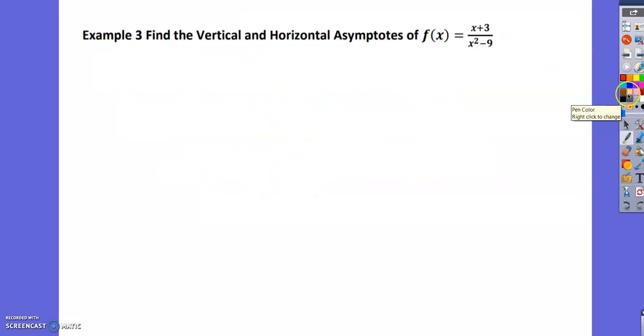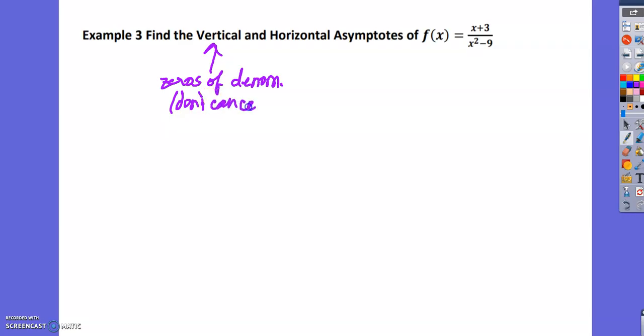Let's do an example where we're finding vertical and horizontal asymptotes. Okay, so your vertical asymptotes are basically zeros of the denominator that don't cancel. If they do cancel, then that's actually a hole in your graph. So it's important to note the difference. So you always have to simplify first. Horizontal asymptotes are really just me looking at the limits as I'm approaching both positive infinity and negative infinity. So that's kind of what I'm looking at. Is there a value that it's flattening out to?